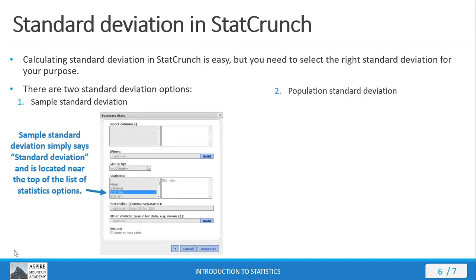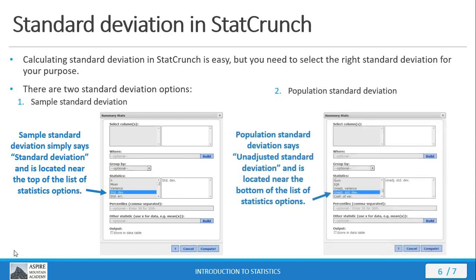So the standard deviation for a sample is found near the top of the list and appears as simply standard deviation. The one for a population is found near the bottom of the list and appears as an unadjusted standard deviation. So when you're working your assignments, you need to be aware of whether you have a sample or a population so that you calculate the right value, because they are slightly different.